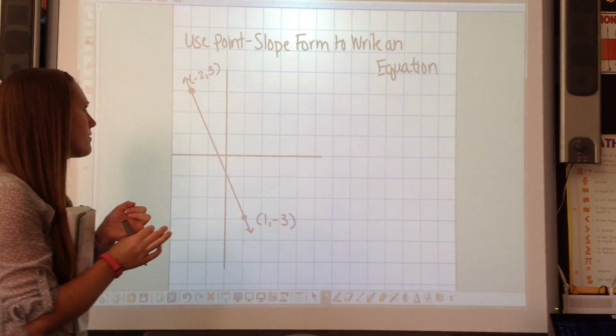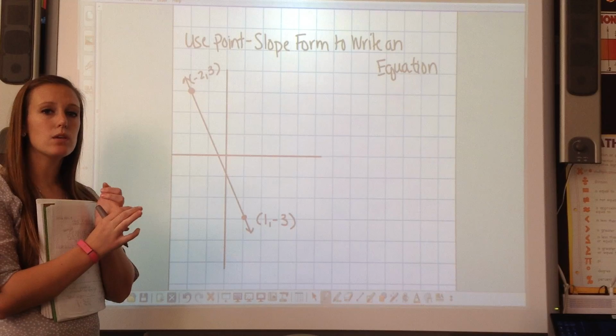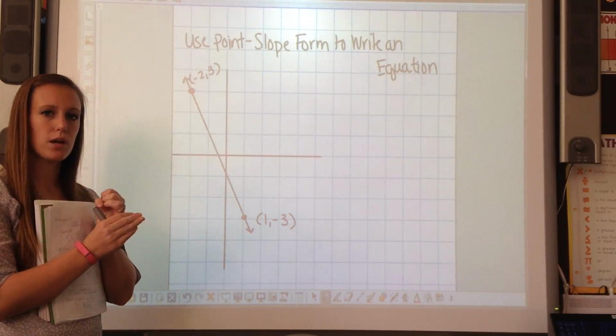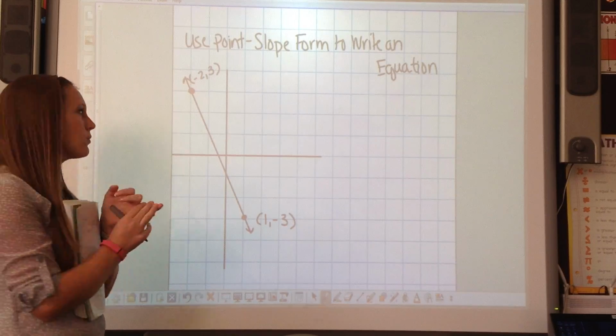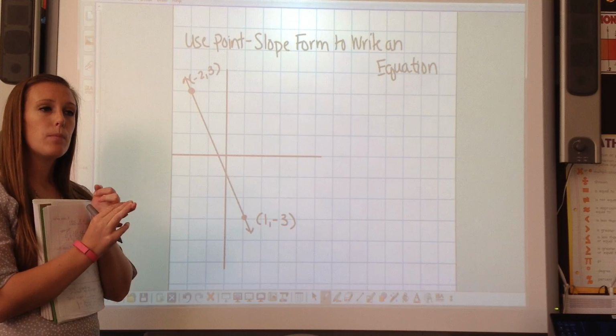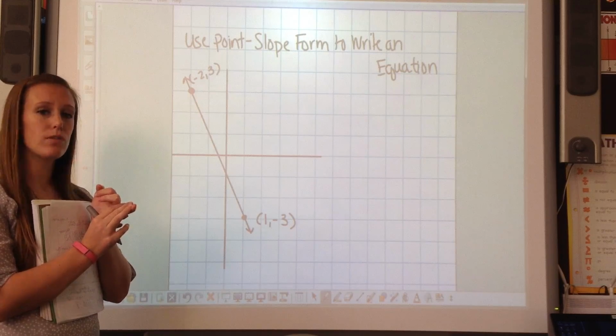Okay, look at this graph. Think about what they give you. They give you 2 ordered pairs. You need 1 ordered pair, and you need slope. Are we able to find slope with these 2 ordered pairs? Absolutely. Because they give us a graph, you can do it 2 different ways.